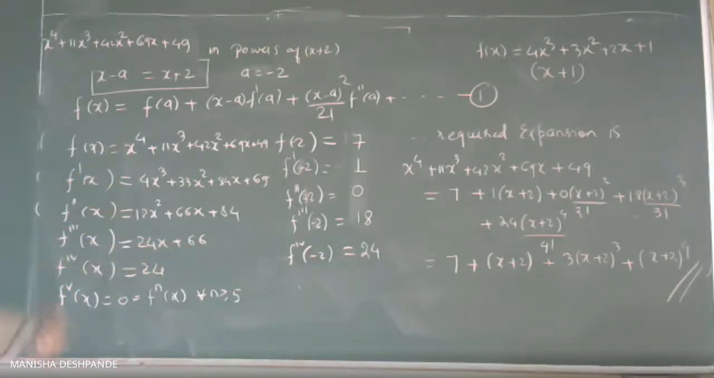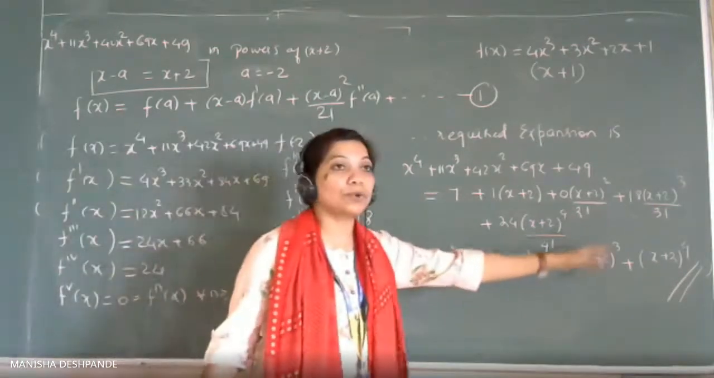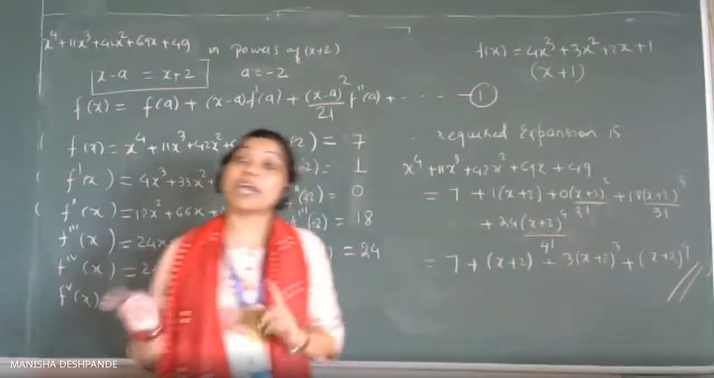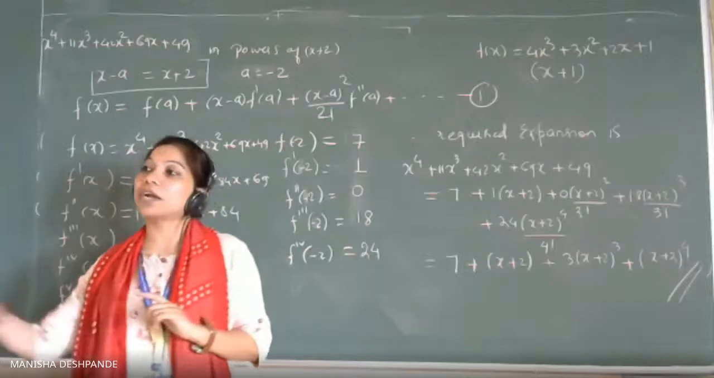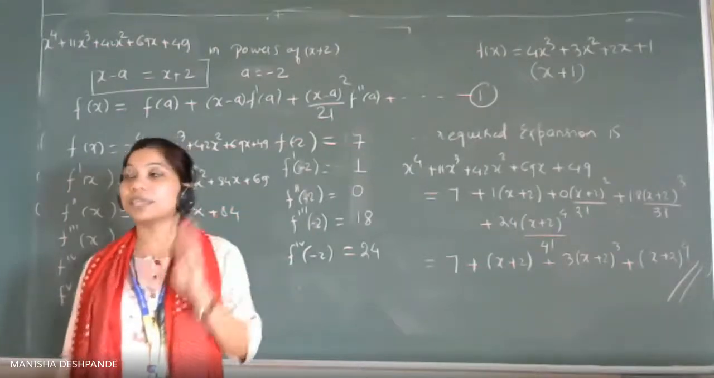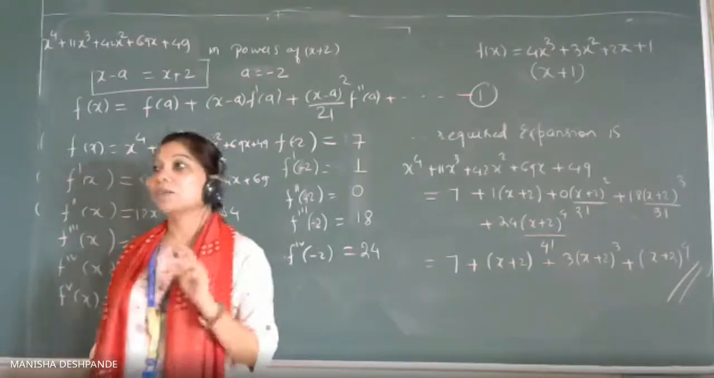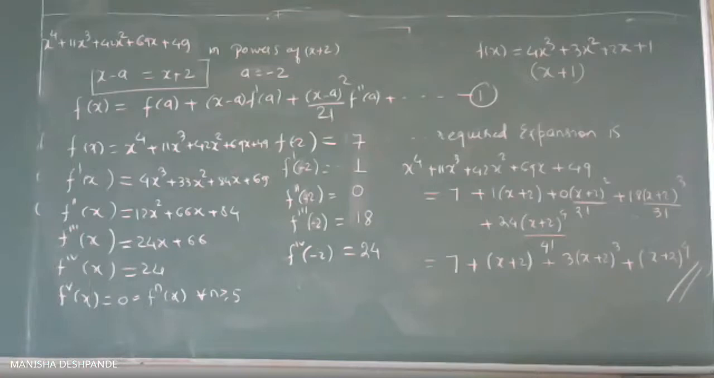The question is given in terms of x plus 2, that is x plus 2 cube, x plus 2 raised to 4, so it is given in the form of x plus h. So f of x plus h is given and you have to write it in ascending powers of x. So the third formula you are going to use: f of x plus h is equal to f of h plus x f dash of h plus x square by 2 factorial f double dash of h and so on. Okay, clear everyone?